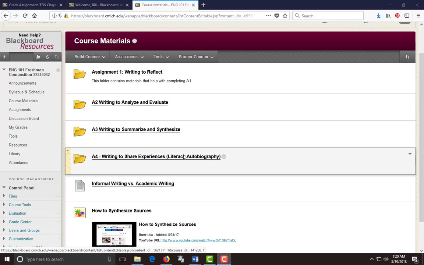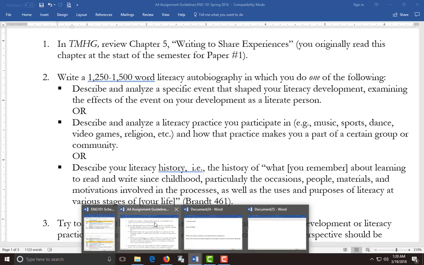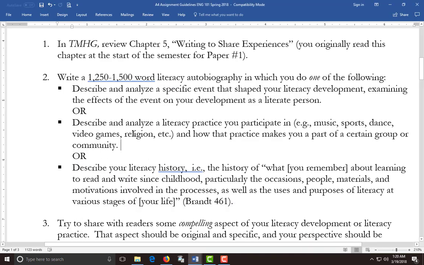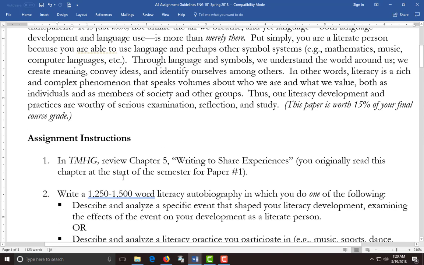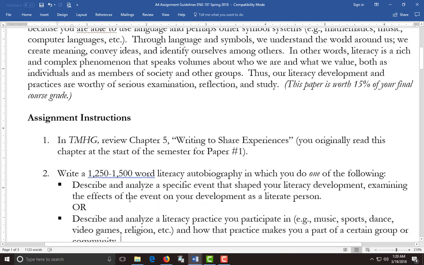Okay, so I'm going to explain how to write about assignment 4, and I'm just going to talk about one aspect of it. If you go to the assignment 4 folder, under course materials, there's a sheet of assignment guidelines, and that will bring you to this document here. There are 3 different things that you can write about. You can read this part on your own, but essentially what you're going to be writing about is language.